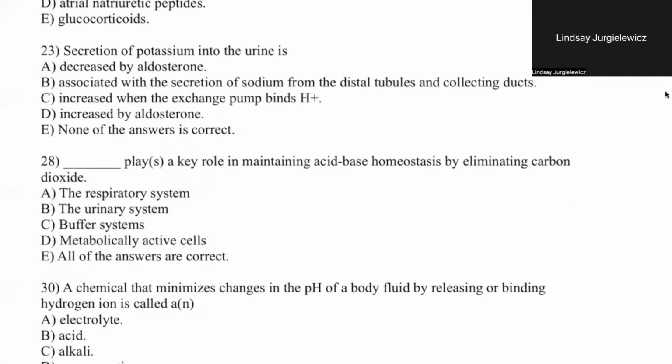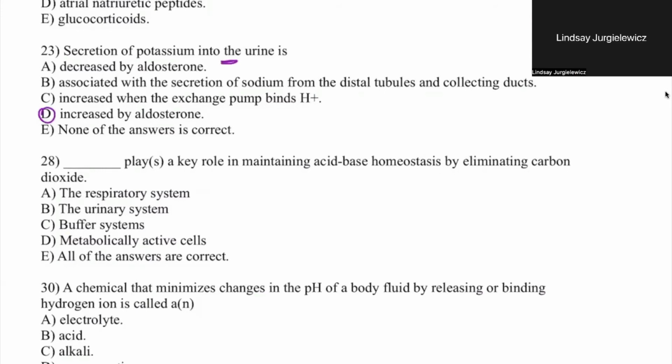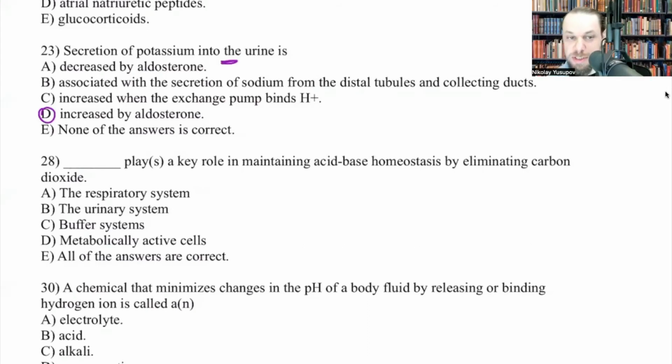Secretion of potassium into the urine is increased by aldosterone. Increased by aldosterone, right? Yes. So we just talked about why that happens, right? Because of these exchangers, sodium potassium ATPases, which use a lot of ATP. That's why we want to be in aerobic metabolism for them to be working.